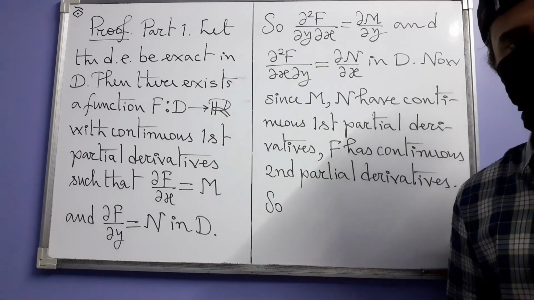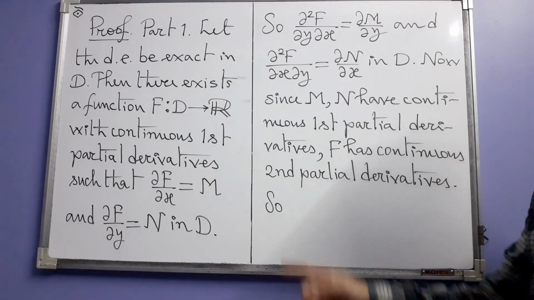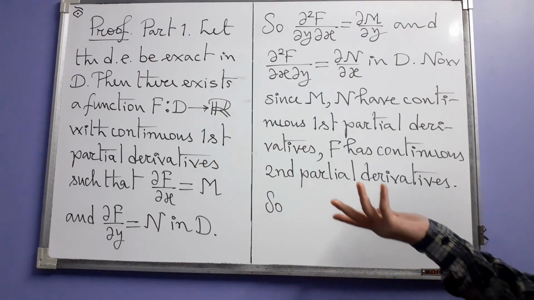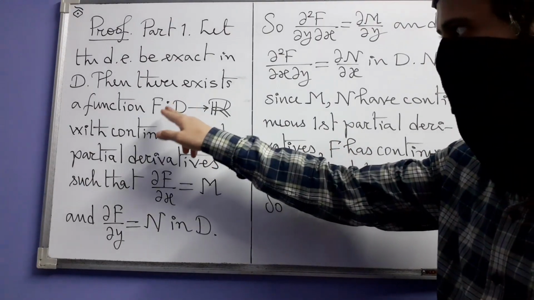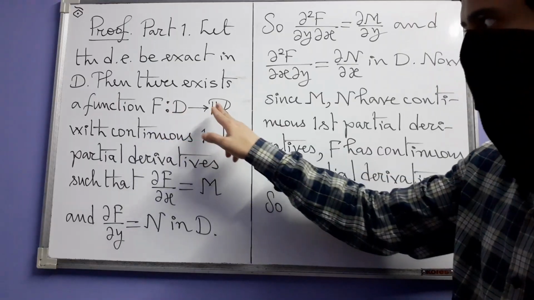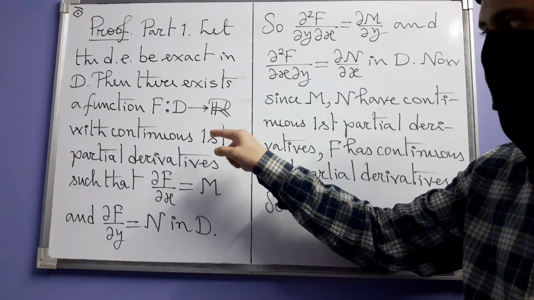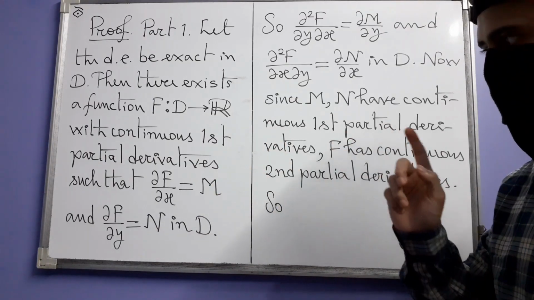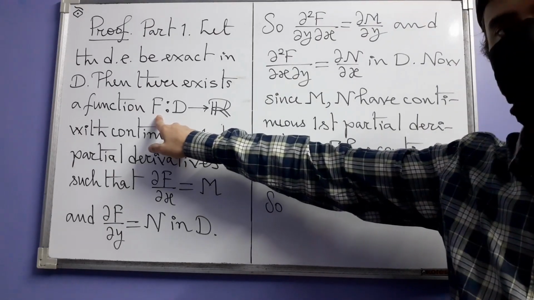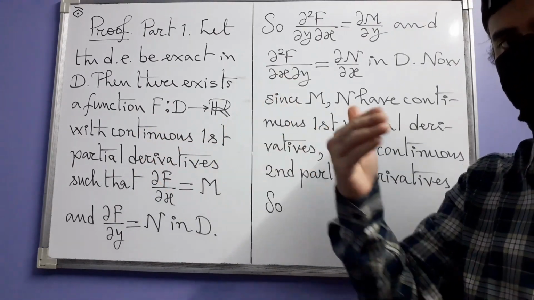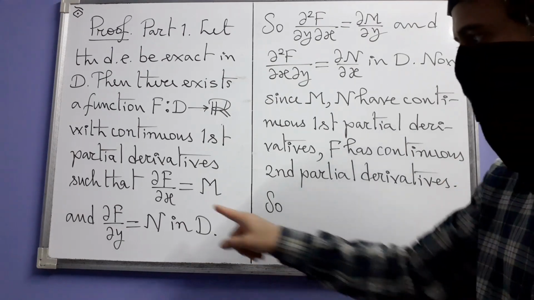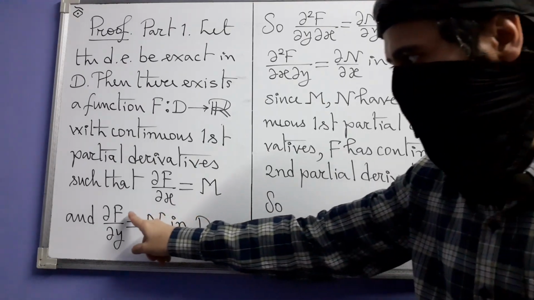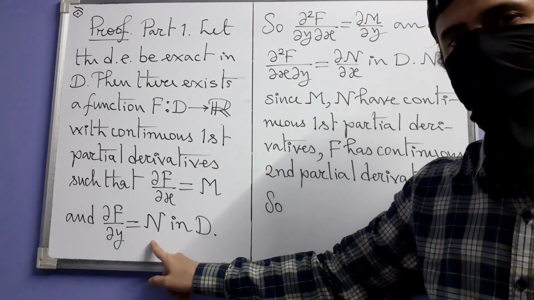So this is the proof. The proof, of course, has two parts. In part 1, we assume that the equation is exact. Then, of course, we know what that means. That means that there exists a function f from the domain into the set of real numbers, which has continuous first partial derivatives, just like M and N, such that the total differential of this function f equals that expression M dx plus N dy, or in other words, the partial derivative of f with respect to x is M, and the derivative of f with respect to y is N.